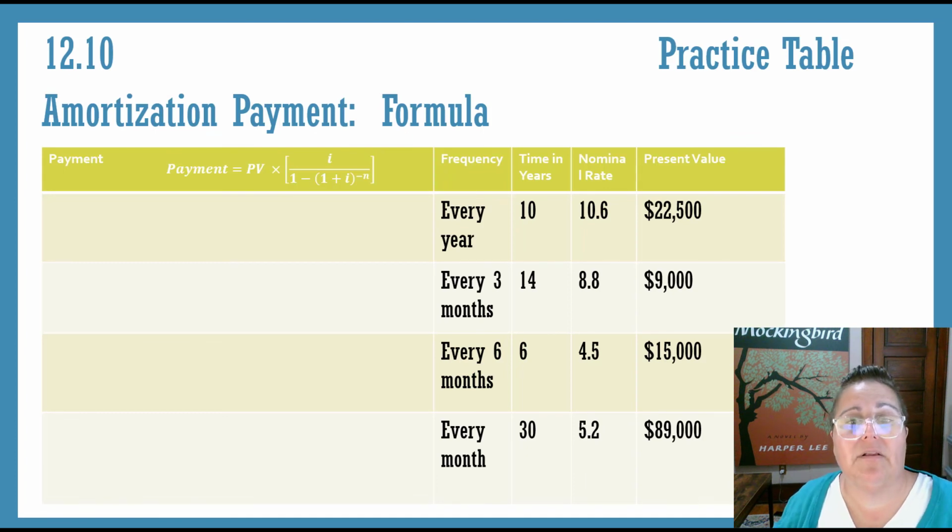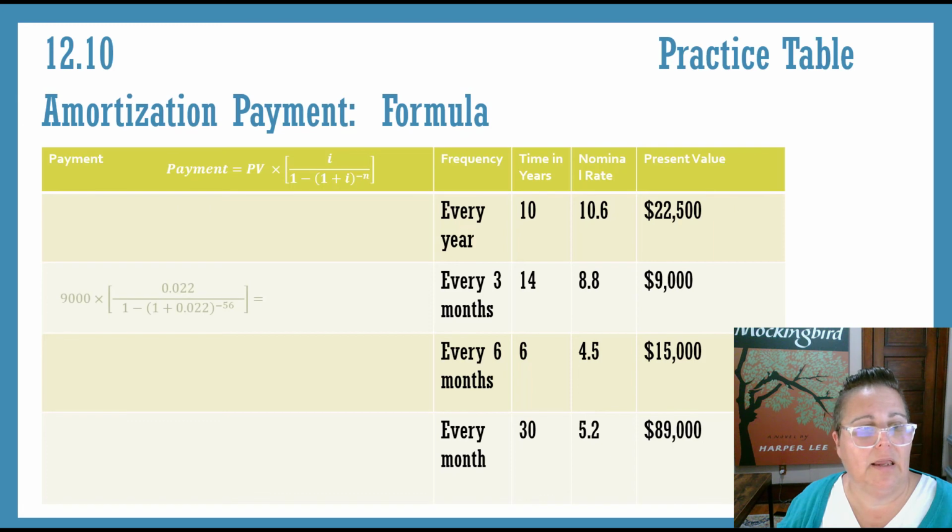A practice table is available for this as well. Notice we've got a nominal rate of 10.6%. We've got a present value of $22,500. So we've got a debt essentially of $22,500 that we want to pay out over 10 years at a 10.6% interest rate. One payment a year.